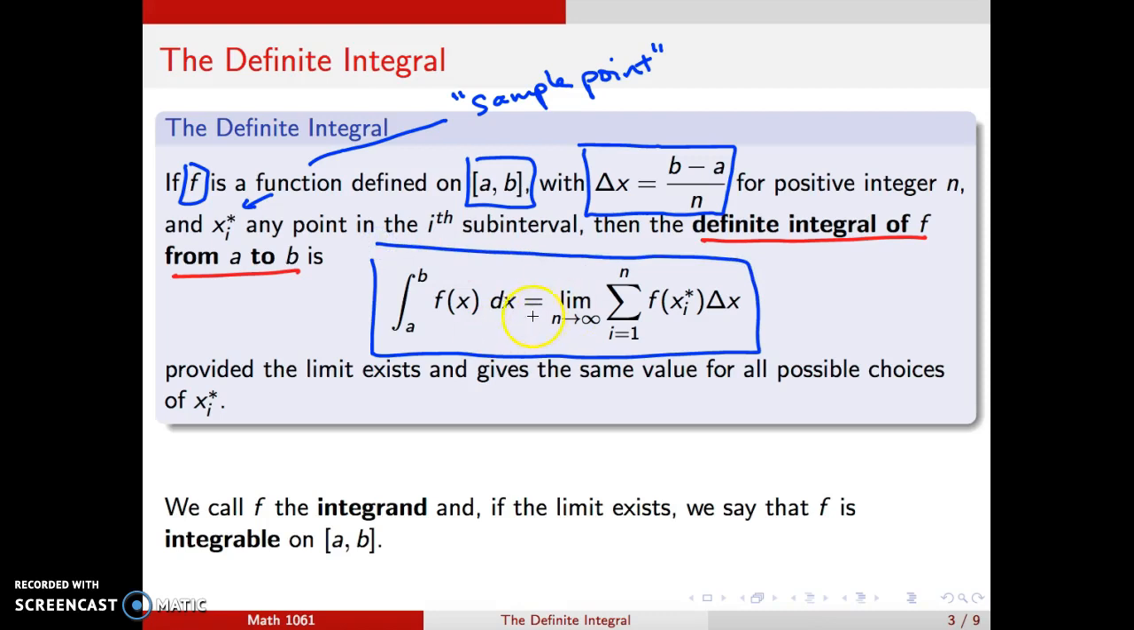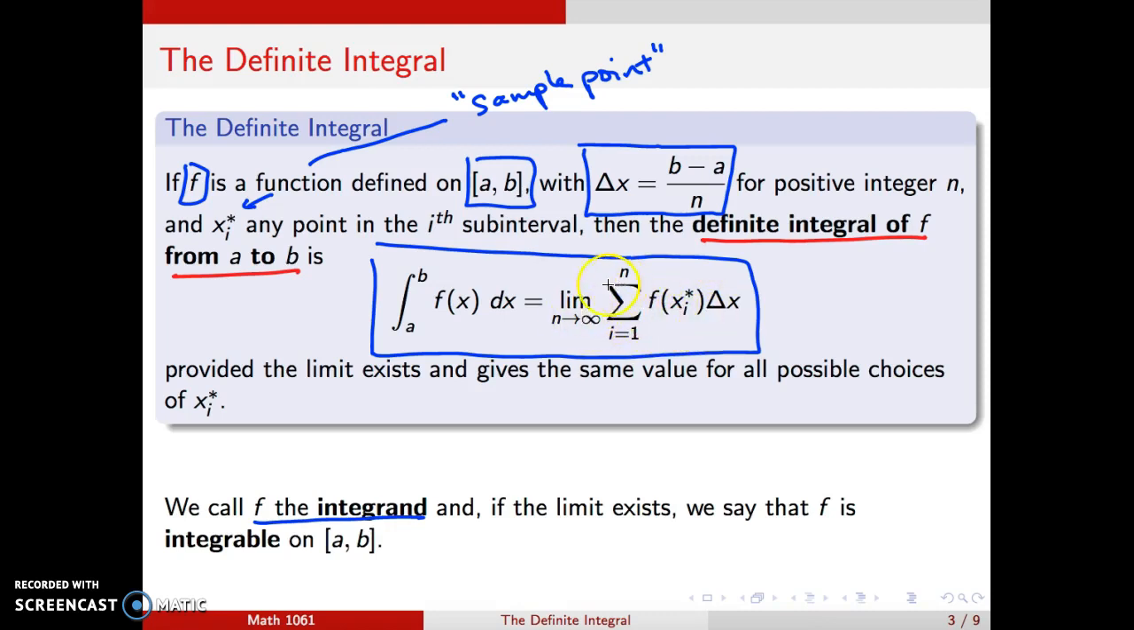The left-hand side of the equation, this is just the notation. We've got this tall, skinny little s-looking thing. Lower limit of integration is a, that's our left endpoint. Upper limit of integration is b, that's our right endpoint. There's our function f. We say down here f is called the integrand. It equals the limit of that sum.